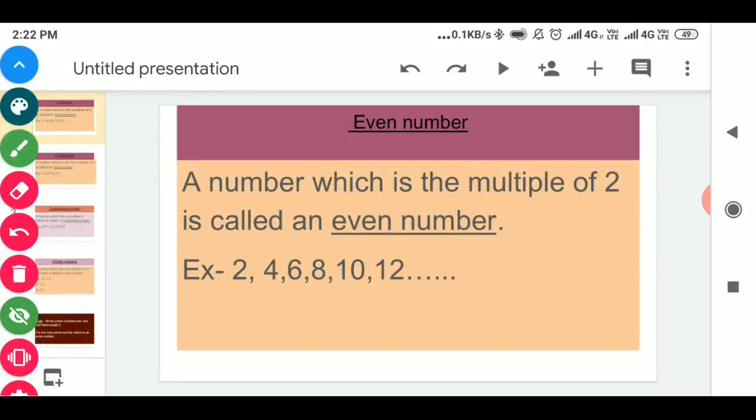Let us discuss even numbers. A number which is a multiple of 2 is called an even number. We have already discussed multiples. When you find the multiples of 2, you get 2, 2 times 2 is 4, 2 times 3 is 6, 2 times 4 is 8, and so on. All the numbers which are multiples of 2 are even numbers.